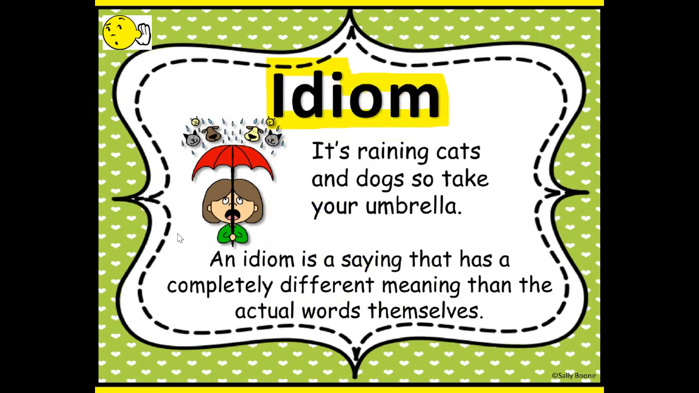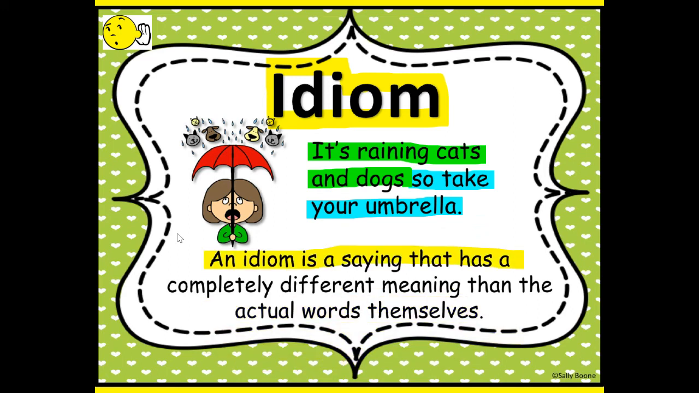Idiom. What's an idiom? Here's an example. It's raining cats and dogs, so take your umbrella. Is it literally raining cats and dogs? No. An idiom is a saying that has a completely different meaning than the actual words themselves.